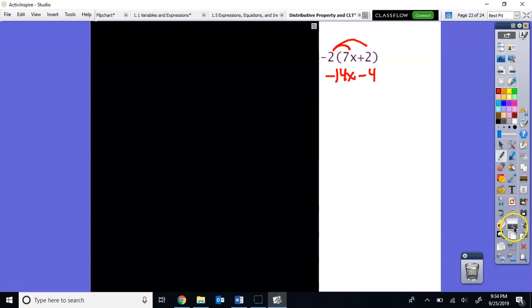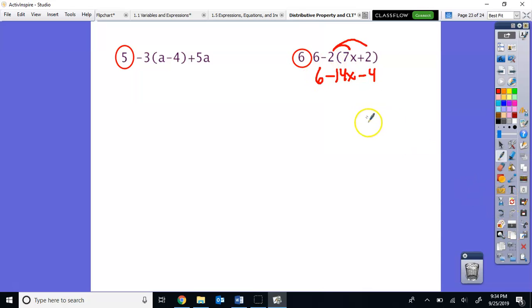Then, after I've multiplied, then I can see if there's anything I can add. Well, here's a 6, and here's a negative 4. 6 minus 4 would be positive 2, or 2. If you do put the 2 in front like this, that's okay. It's just a good habit to start putting the variable terms first in that order. So that was some of the major things that we talked about in this chapter, dealing with variables and expressions and equations.